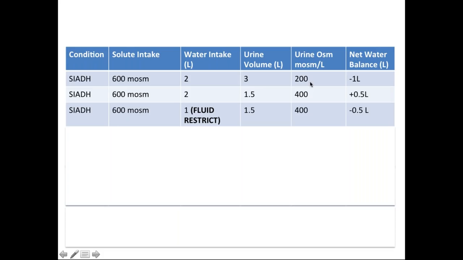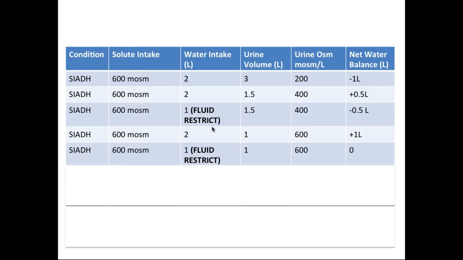So someone who has SIADH with a low urine osmolarity is going to be very easy to manage with fluid restriction, as long as they have a normal intake, or you can boost them up to a normal intake of salt and protein, and you restrict them even to 2 liters and they will correct their hyponatremia. In comparison, if someone has a urine osmolarity around 400, then they will be putting out 1.5 liters of urine volume. And so if they take 2 liters, they will continue to get worse. But if you can restrict them to 1 liter, they will lose half a liter of water every day, and they will correct their sodium with that.